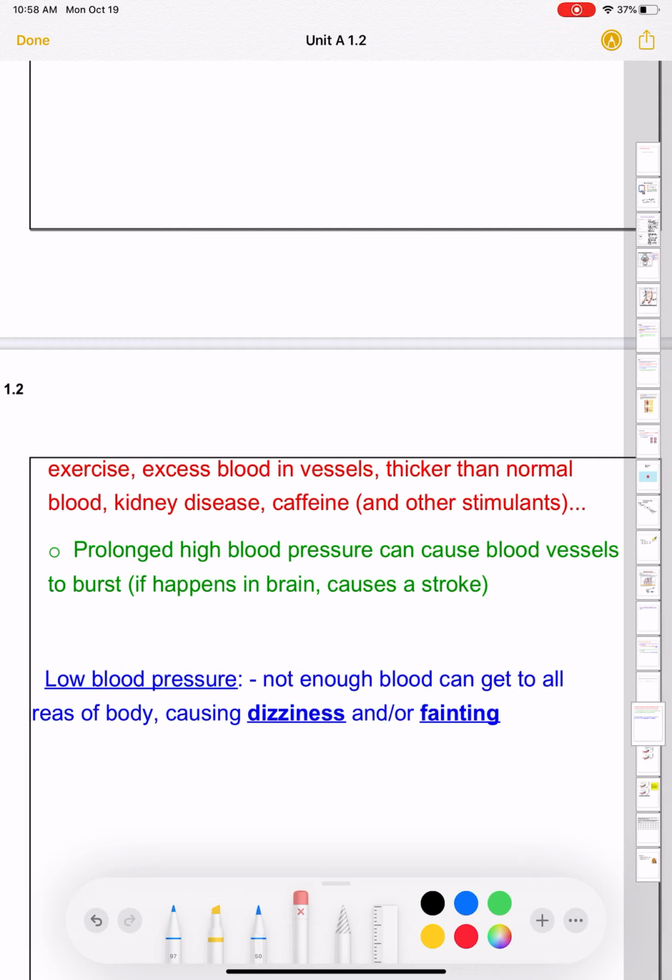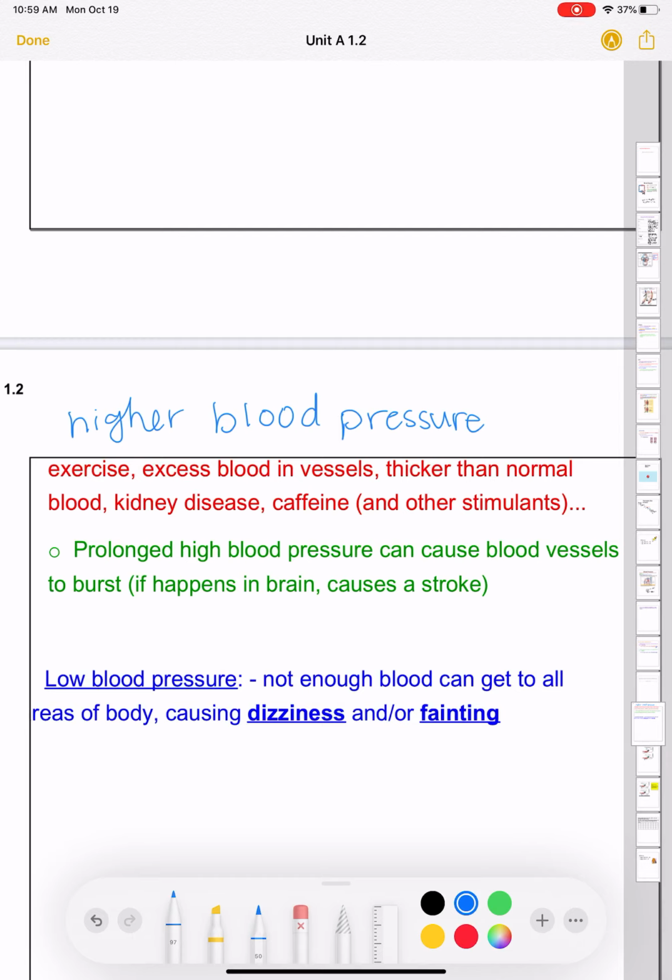This is sort of cut off here, but I'm going to guess this is telling you what can change your blood pressure. High blood pressure can be affected by exercise, excess blood in your vessels, thicker than normal blood, kidney disease, or caffeine. If you take any caffeine or other stimulants, that can definitely make your blood pressure rise. All of these things can make your blood pressure go up. Prolonged high blood pressure can cause blood vessels to burst. If it happens in your brain, this can cause a stroke.